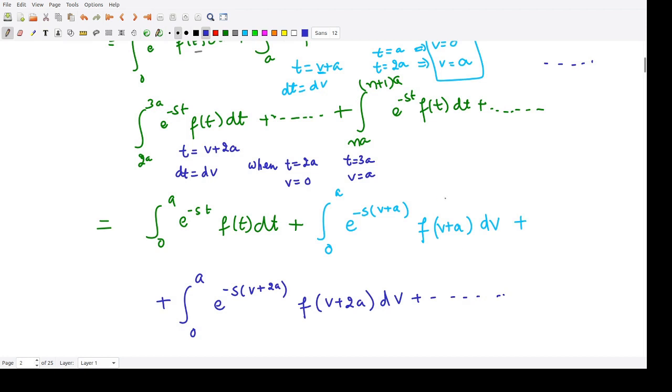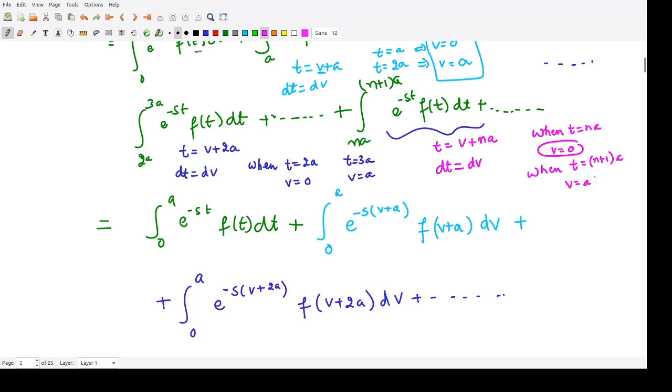For this term, we will substitute t as v plus na, so that dt would become dv, and the limits would change. Whenever t is na, v would become 0, and whenever t is equal to n plus 1 a, v would become a. So this is what was required, the limits from 0 to a.